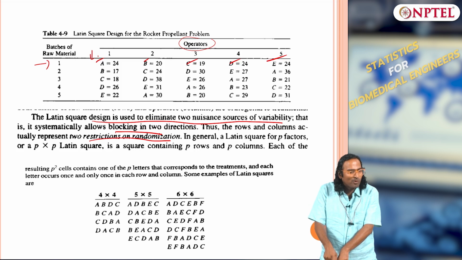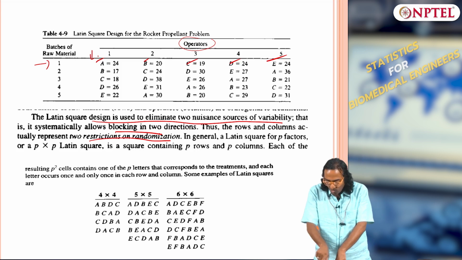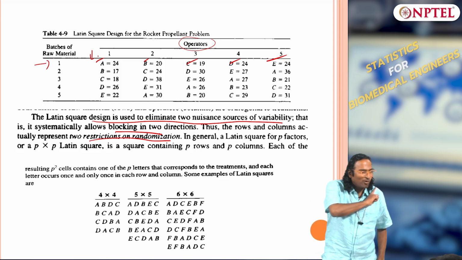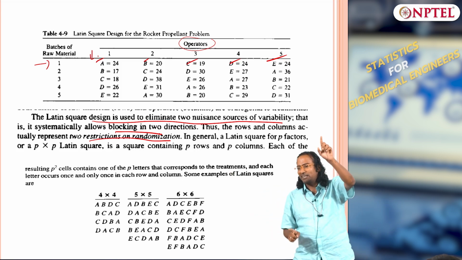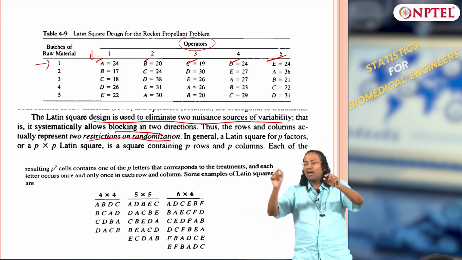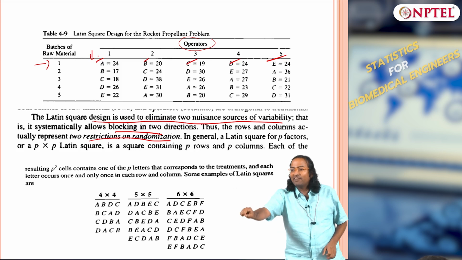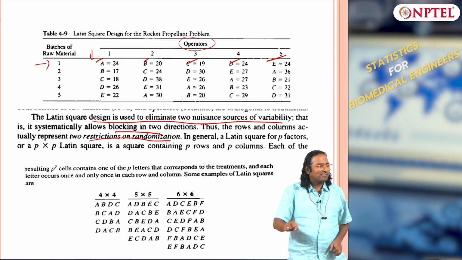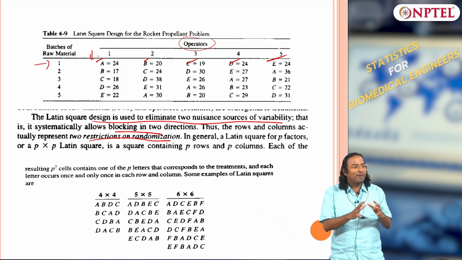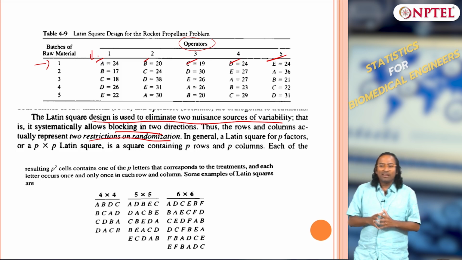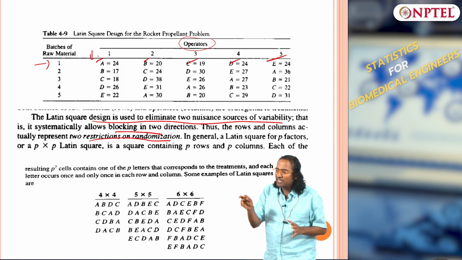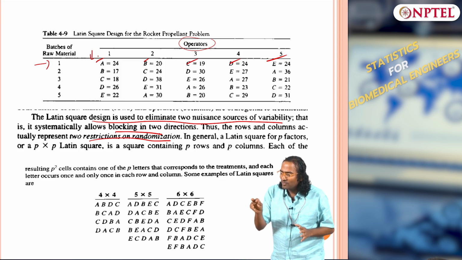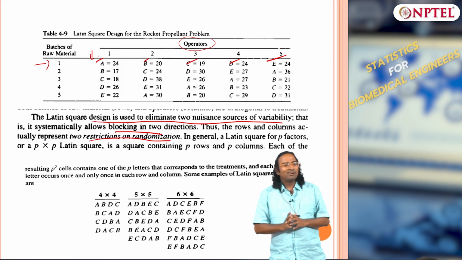So your rows are 1 variable, 1 factor, columns is another factor, and the entry is another factor like your intensity. That is how you embed 3 factors into the matrix itself. Earlier it was rows and columns, now the entry itself is a factor, okay. So this is nothing but your Latin square design.